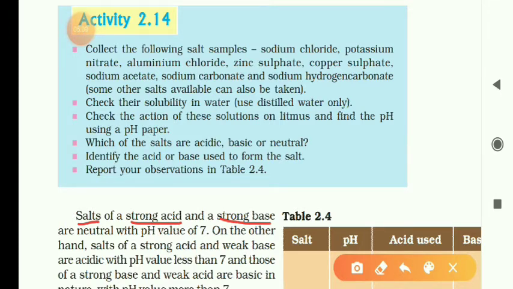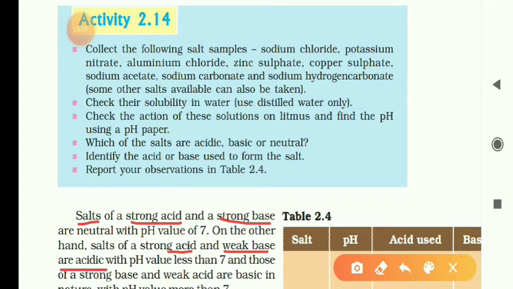On the other hand, salts of strong acid and weak base. For example, copper sulfate, strong acid H2SO4, and weak base CuOH twice. So these are said to be acidic. See, salts of strong acid and weak base are acidic in nature, whose pH value is less than 7.